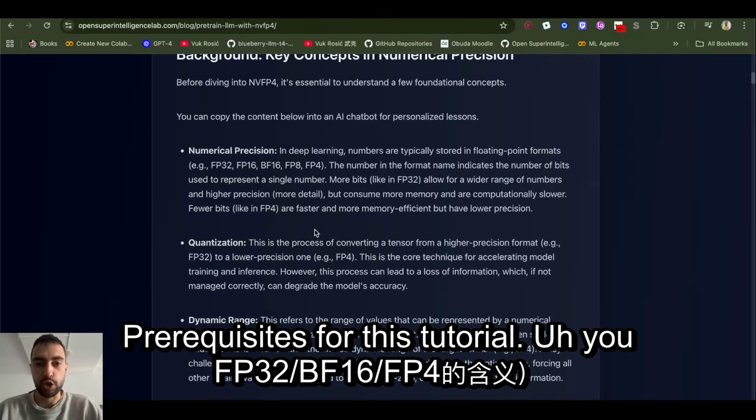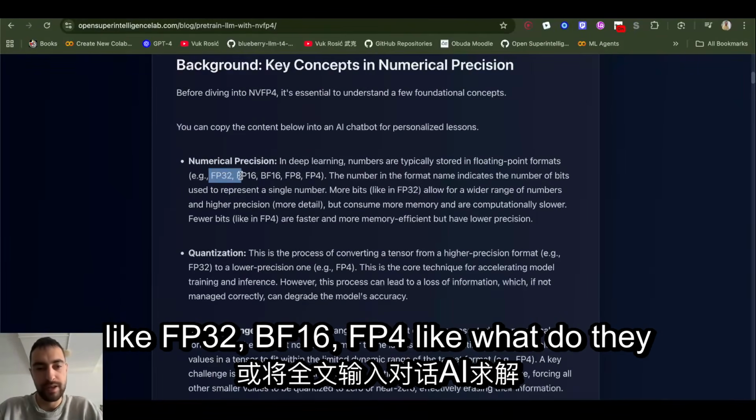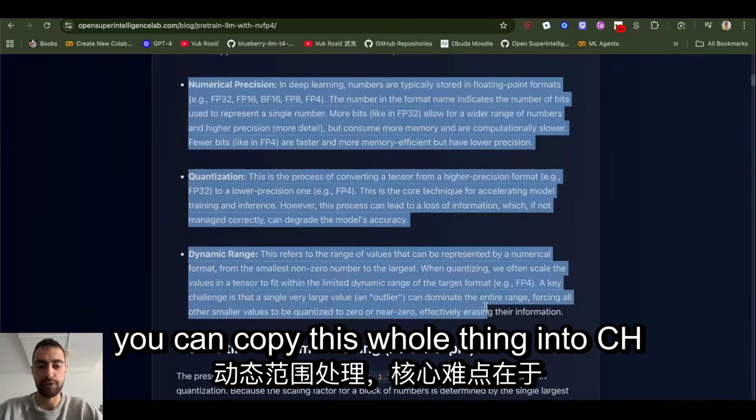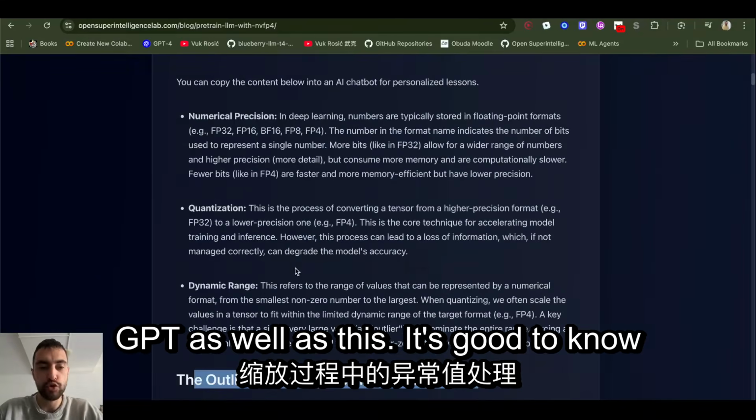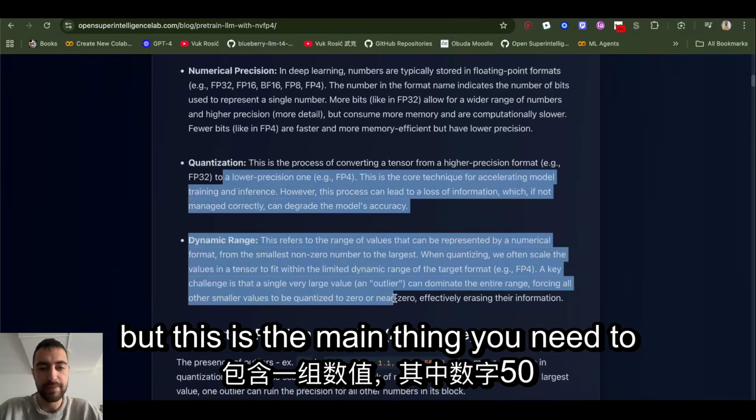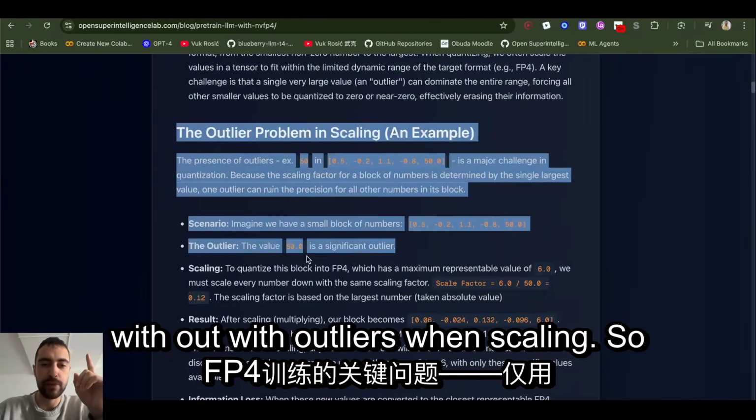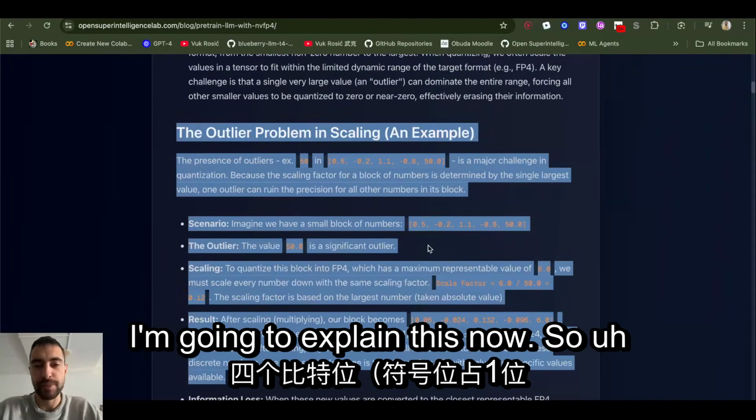Prerequisites for this tutorial: you need to know about numerical precision, like FP32, BF16, FP4, what do they mean? You can watch YouTube videos, or you can copy this whole thing into ChatGPT, as well as this. It's good to know about quantization and dynamic ranges, but the main thing you need to know is the problem with outliers when scaling. So I'm going to explain this now.